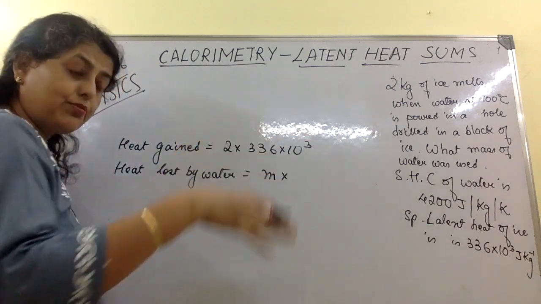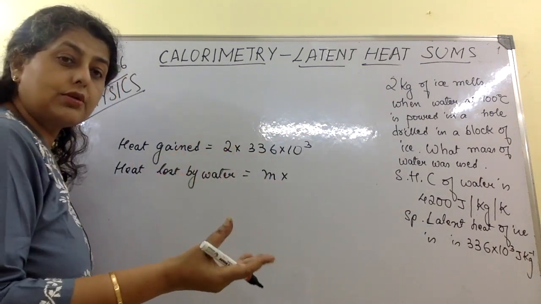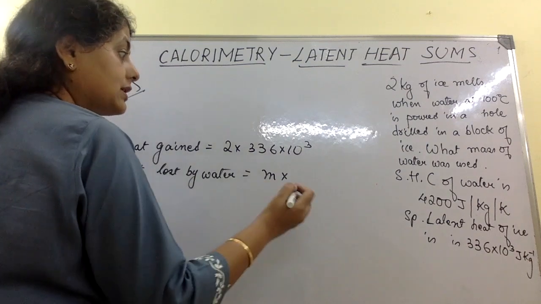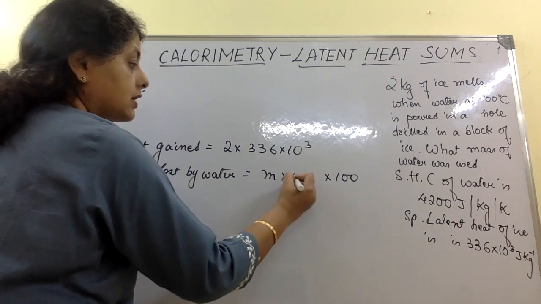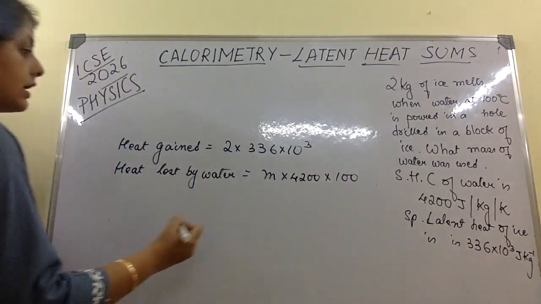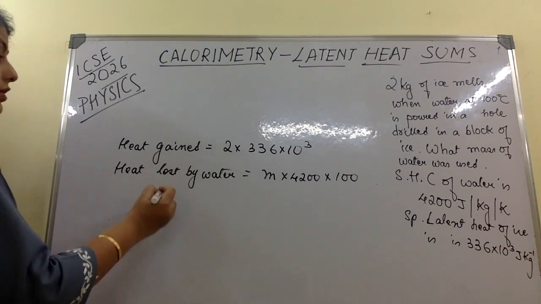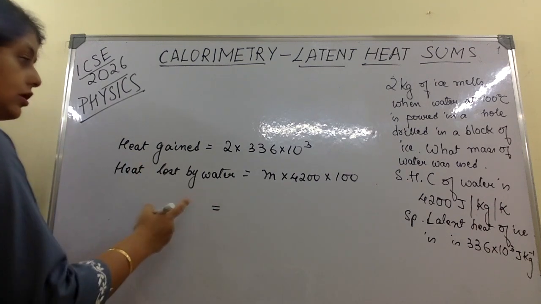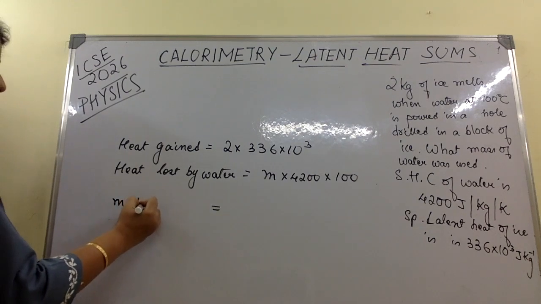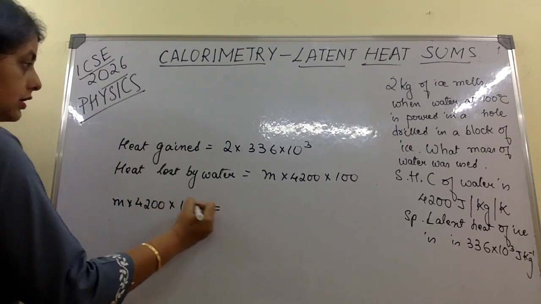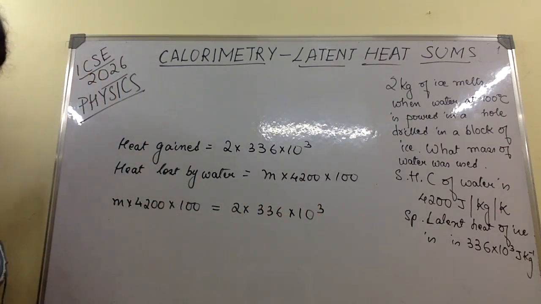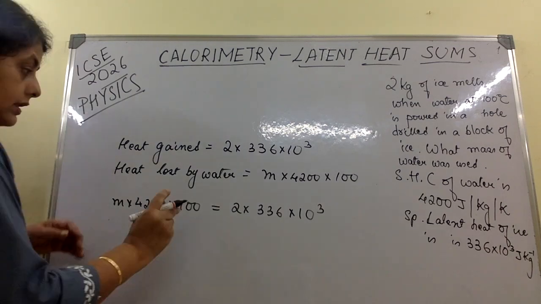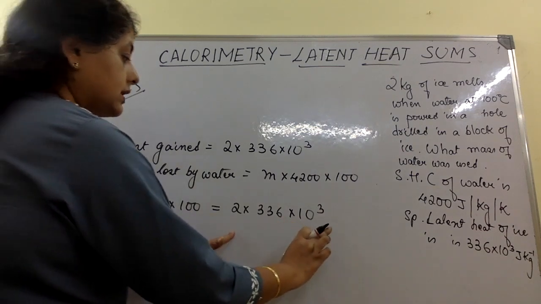The water that we pour on the ice also comes down to 0 degree finally. So the difference in temperature is how much? The difference in temperature is 100. And how much is the specific heat capacity? 4200. So heat lost is equal to heat gained: m into 4200 into 100 equals 2 into 336 into 10 cube. Here this is heat lost and this is heat gained.